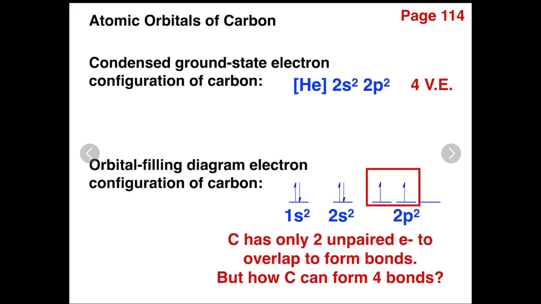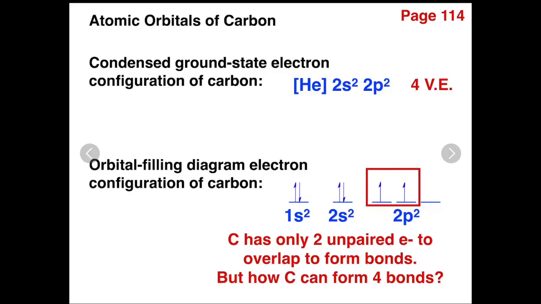And how is that possible, since we have only 2 unpaired electrons that can be used to overlap? If you go back to the previous slide, you will see that, for example, fluorine, you will need to use the atomic orbital that contains only 1 unpaired electron to overlap.